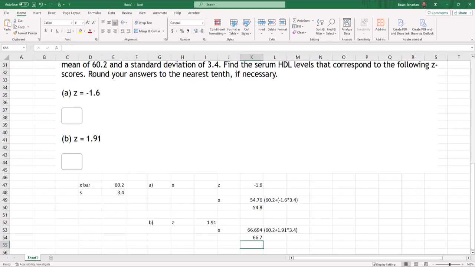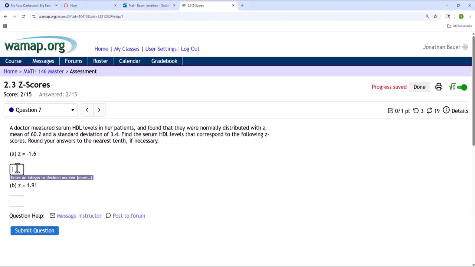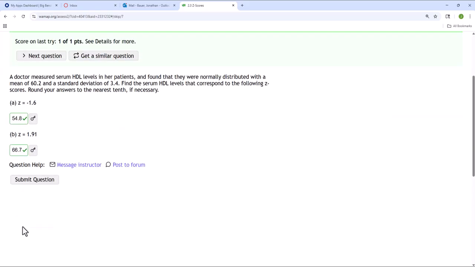So 54.8 and 66.7. Hopefully those really are the values they should be. There it is. All right, I'm going to make another video doing one that's an outlier. It's kind of a sticky problem, can be a little problematic.